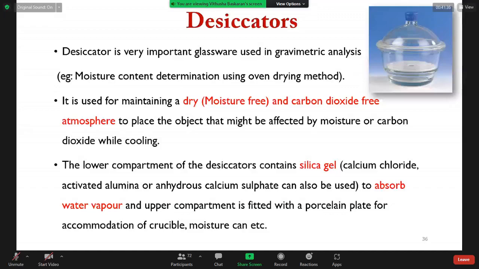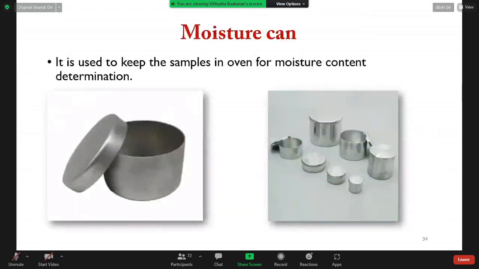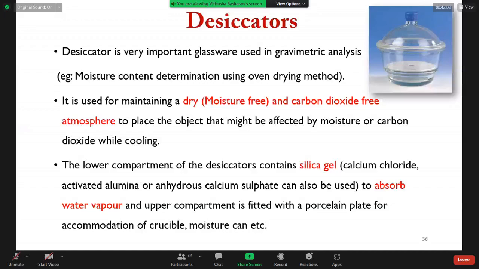And the desiccator, as I already told, you can place the samples in the crucible and you can place it inside this desiccator. And this desiccator is commonly used in gravimetric analysis. For example, moisture content determination using an oven drying method. So for the moisture content determination, you have to put the sample inside this moisture can and you have to keep it in the oven. So after the removal of moisture, you can take the sample out, but you can't immediately measure the dry weight. You have to keep it for cooling.